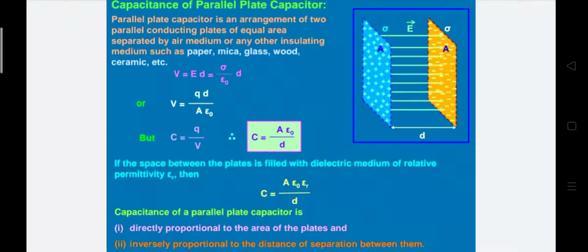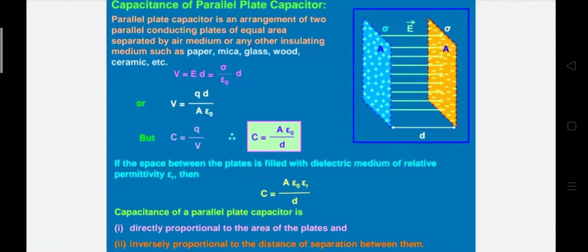Now we know that capacitance is the ratio of the charge to the potential. So C is equal to Q upon V. We get the formula for the capacitance of a parallel plate capacitor: C is equal to A epsilon naught upon D. So the formula for the capacitance of a parallel plate capacitor is A epsilon naught upon D.